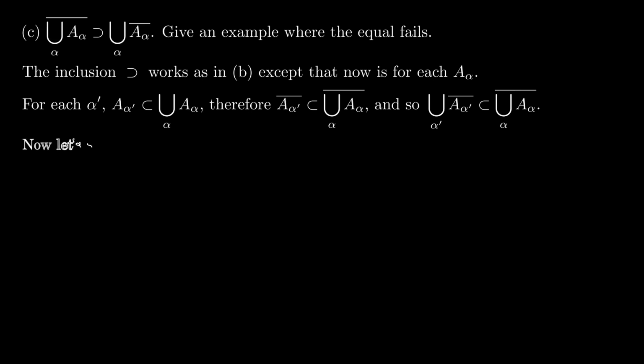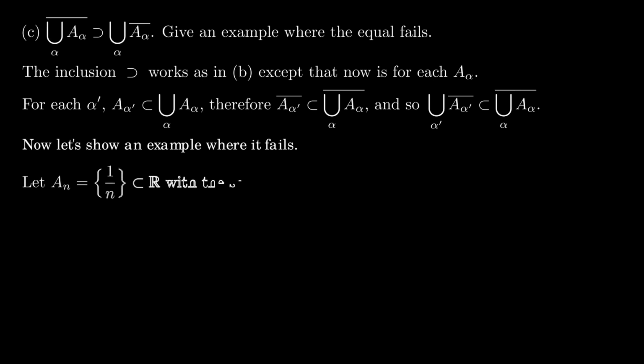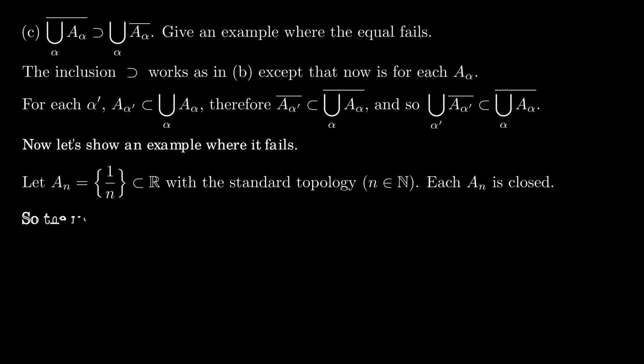Now let's show an example where it fails. Let A sub n be the single element set with the number 1 over n, n natural, as a subset of the reals with the standard topology. Each A sub n is closed. So on the right side, the union of the closures is the set of numbers of the form 1 over n with n natural, which are all positive.